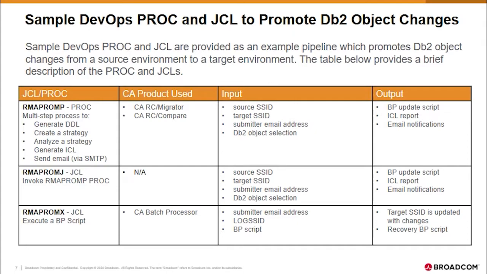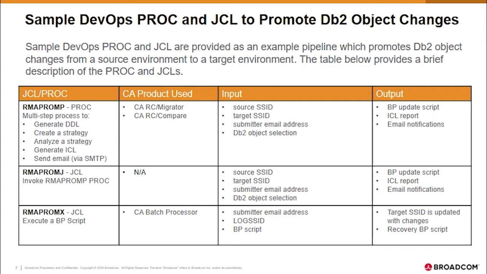The RMAPROMP PROC is a multi-step procedure that does most of the work and hides the details. It generates DDL for selected objects, then compares it to the objects in a target environment to create and analyze a strategy, which produces an output update script to make the target look like the source. It also creates an ICL report for review, showing exactly what changes are being made to the target.